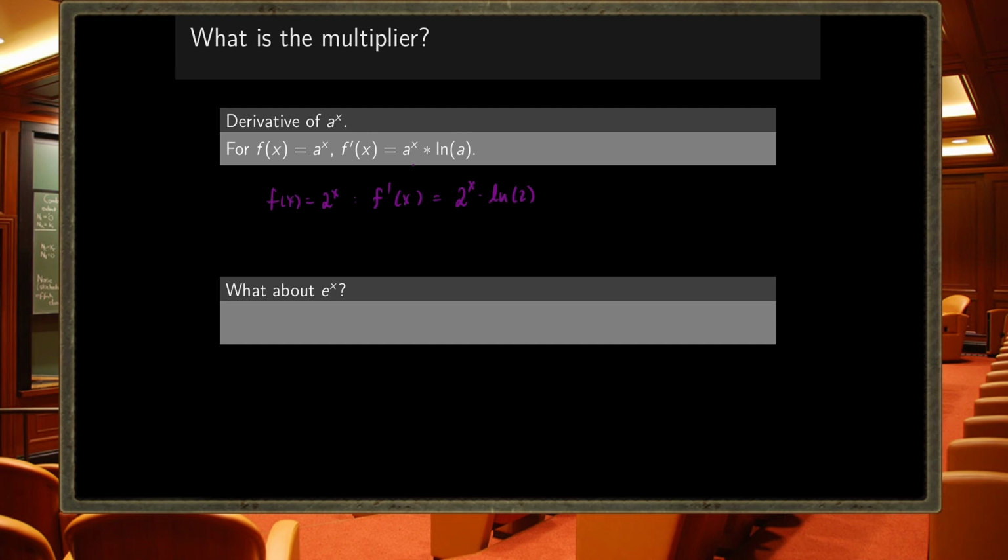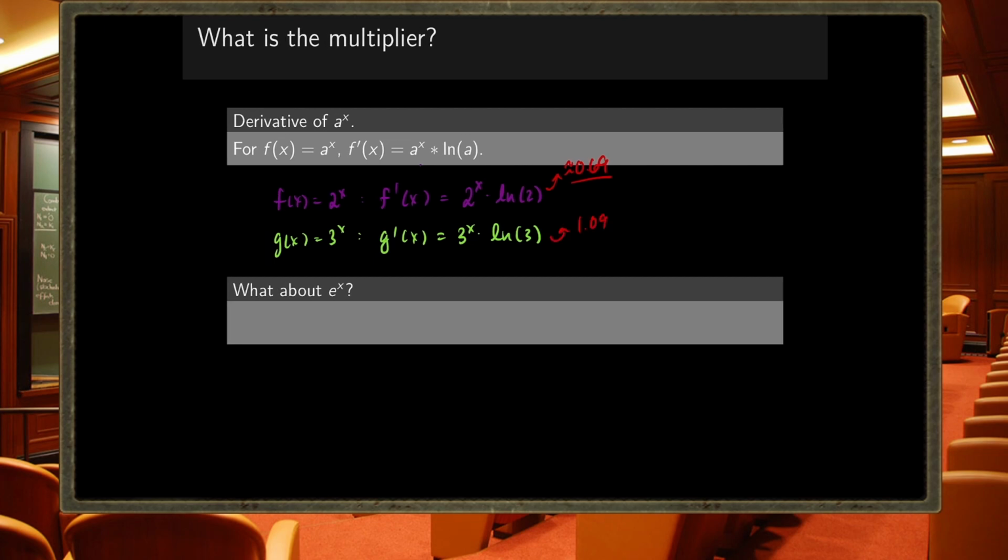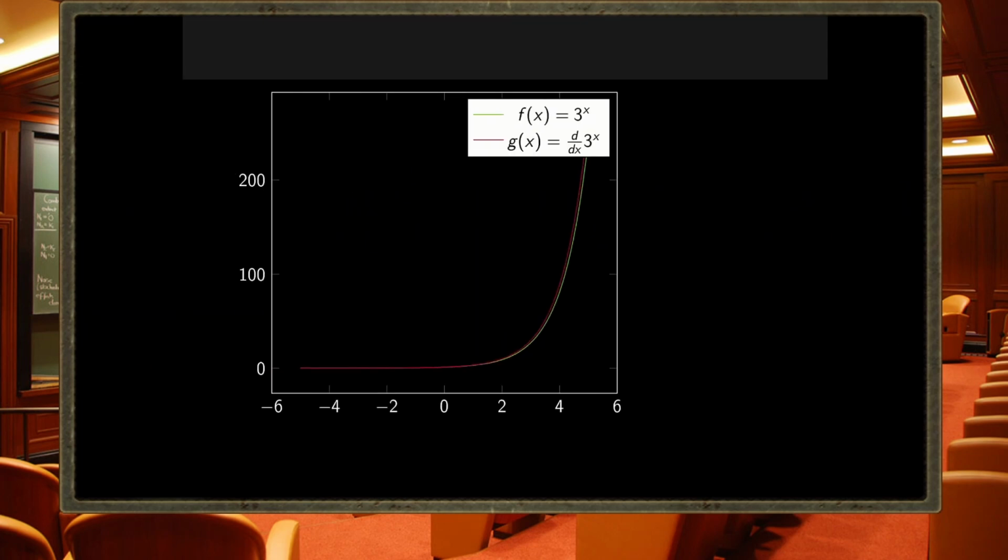And for g of x equals 3 to the x, g prime is 3 to the x times ln of 3. And this carries for any general a. If we go to approximation, ln of 2 is really around 0.69. So as I said, a number that's smaller than 1, scaling it down. And ln of 3 is 1.09, so it's kind of like multiplying by 110%. And this is what made this function a little bit faster than its original.